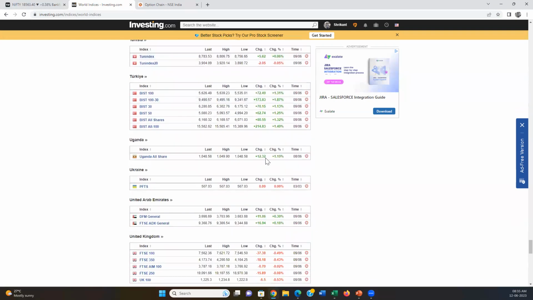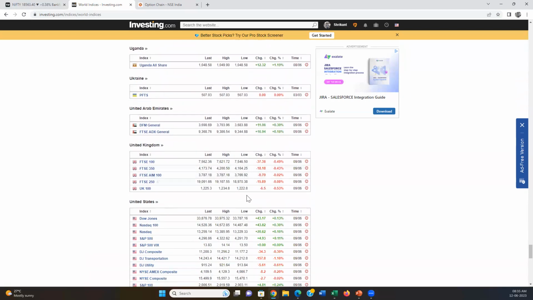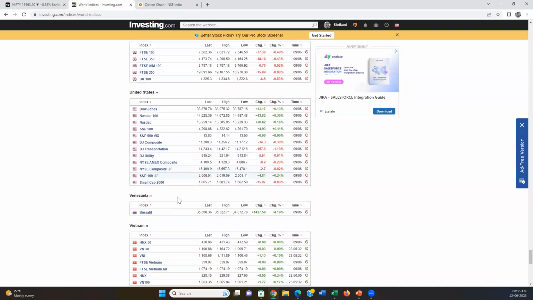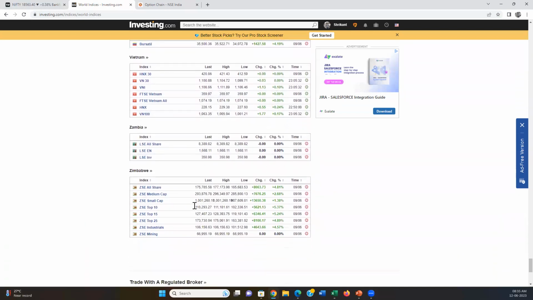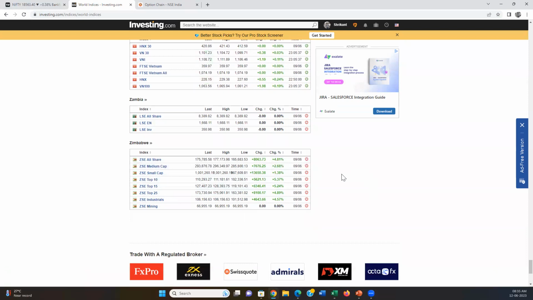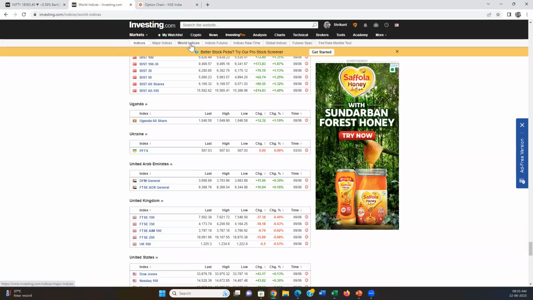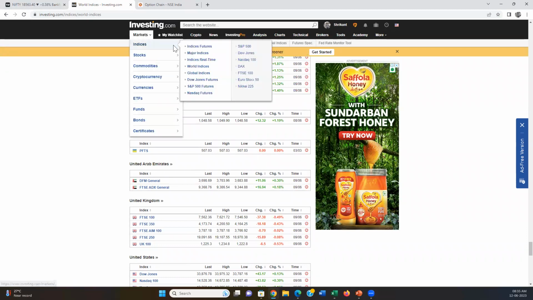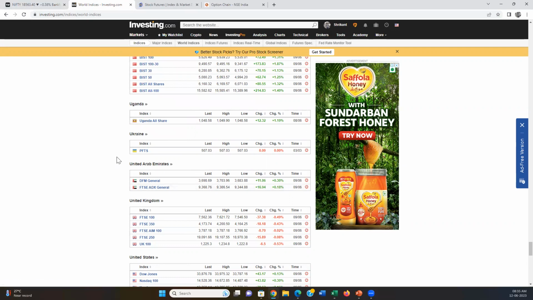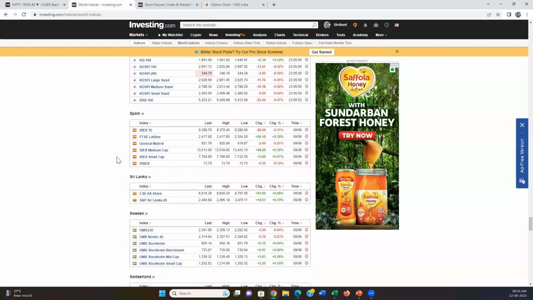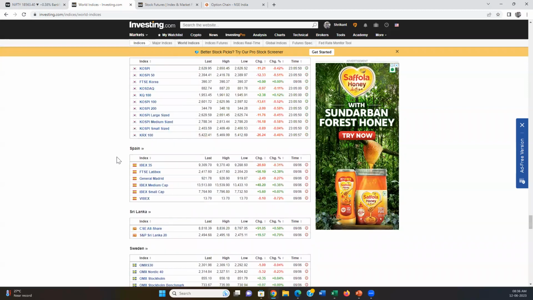UK is also negative. US is flat only. Closing was flat. Zimbabwe, we don't have to really care about it. So closing wise, most of the indices are flat. Japan is saying positive, New Zealand is saying negative. Otherwise, most of the global markets are flat.